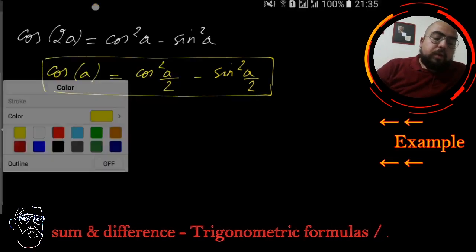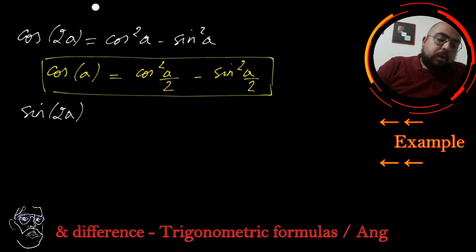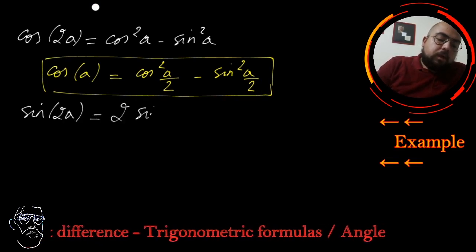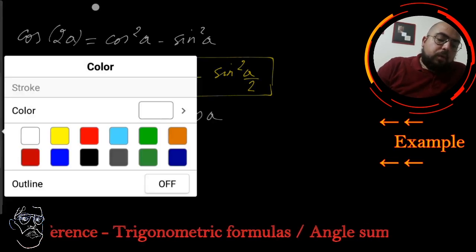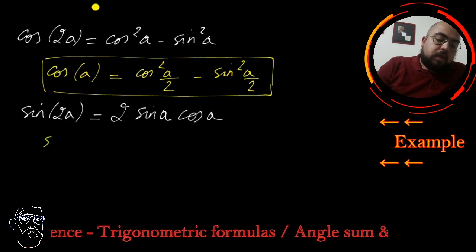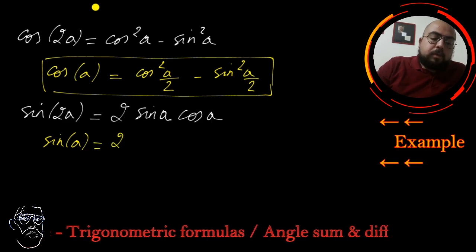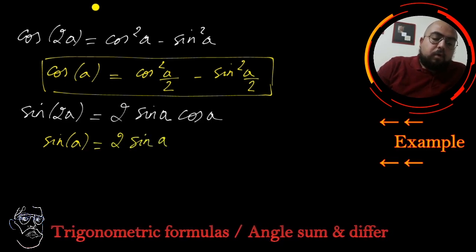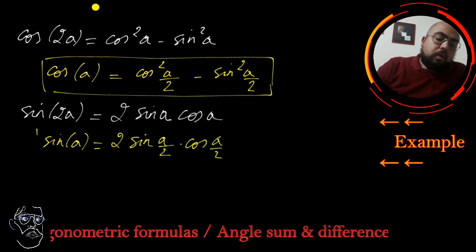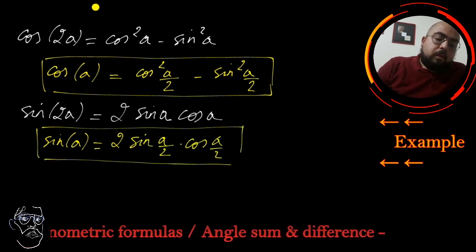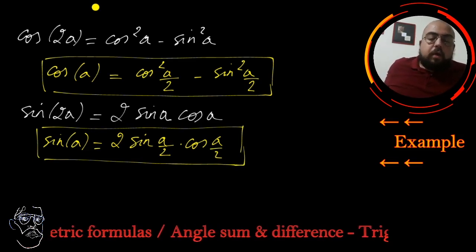We can do the same thing with sine. So sine of 2a, we know that it's 2 times sine a cosine a. From this formula we can deduce again that sine of a is actually equal to 2 times sine of a over 2 times cosine of a over 2. One more time, this formula could be used directly.